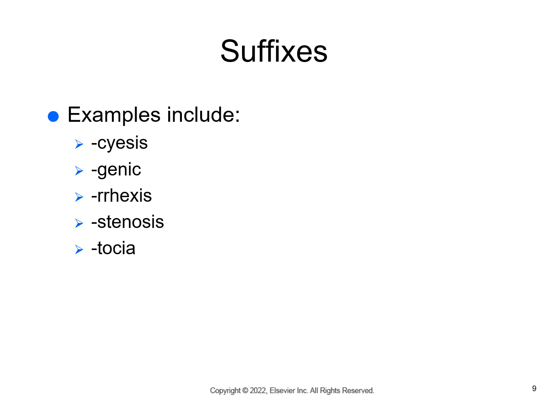Common suffixes include cyesis, which is pregnancy, genic, which means producing, originating, or causing, rhexis, which means rupture, stenosis, which means constriction or narrowing, or tocia, which means birth or labor.